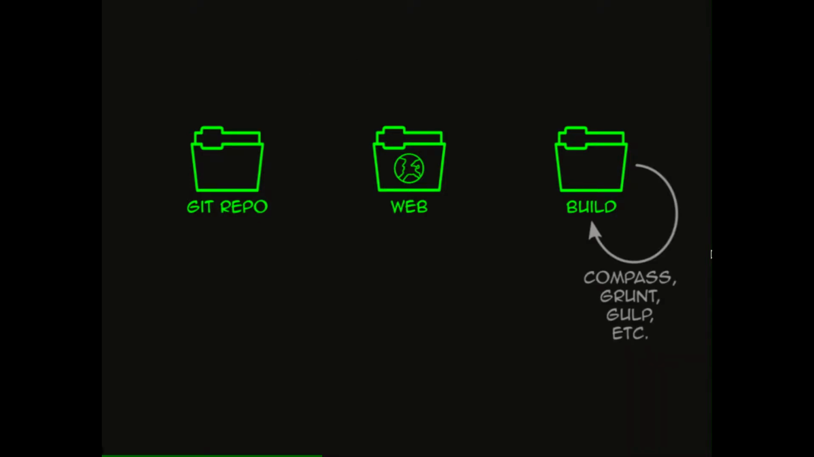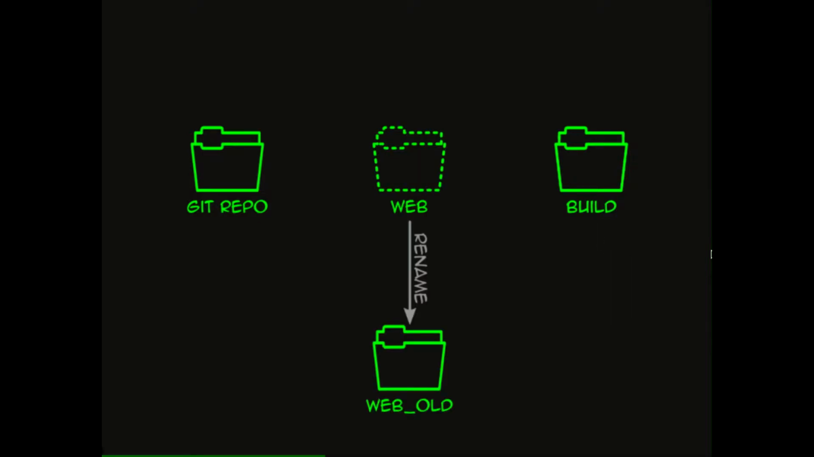Then once we have that build directory, we're going to do everything that we can do before touching the database. So we're going to run our Compass compile, we're going to run our gulp and grunt tasks, we're going to deploy any of those third-party files that we have to set up, all of those artifacts that we need to build. Once we have all of that ready, then we're going to rename the web directory to web directory_old. Now at this point, the site is offline.